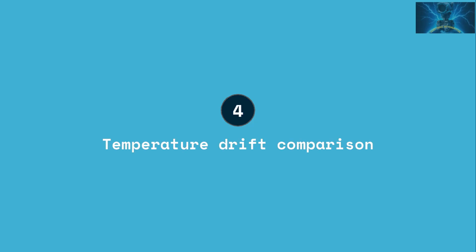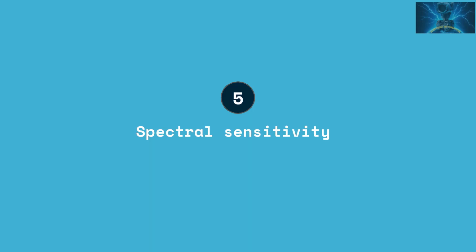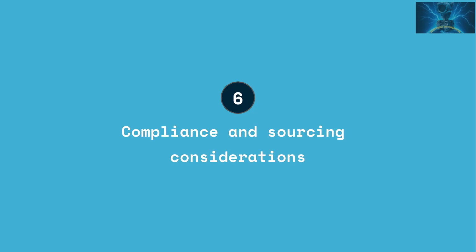Temperature drift: photoresistor drifts more. Photodiode drifts less if the amplifier is stable. Spectrum: photoresistor sees visible best. Photodiode can target infrared or visible with the right device or filter. Compliance and sourcing: photoresistor may be limited by cadmium rules. Photodiode is broadly available and RoHS friendly.